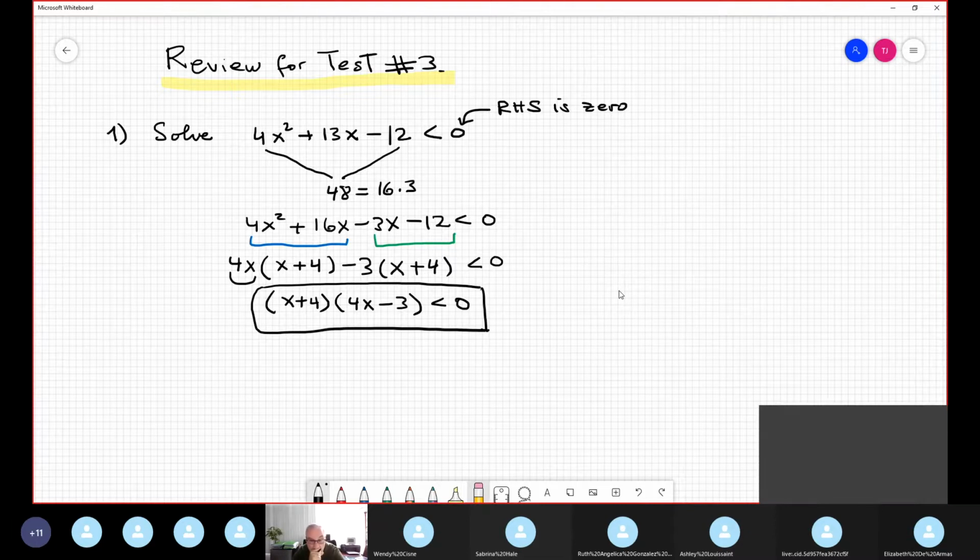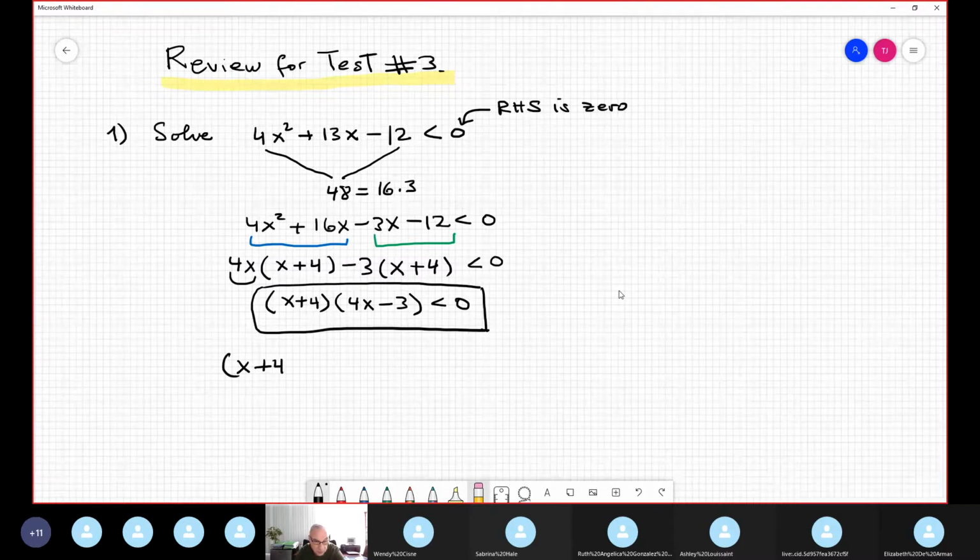Good. Now, what should I do now? Well, after that, I convert the inequality to an equation because I want to find the critical value. I convert it to an equation because the equation allows me to find the critical value.